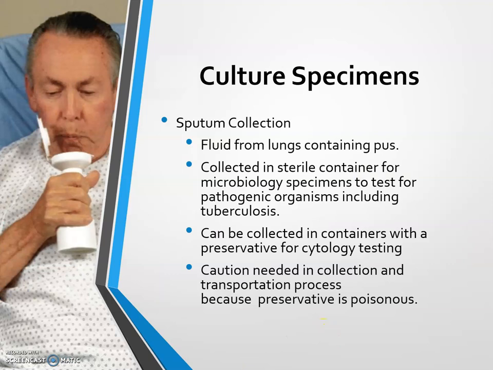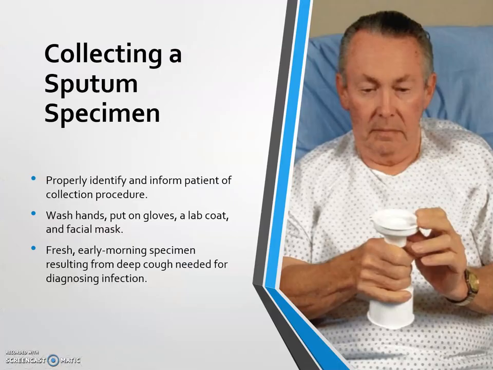Sputum collection. This is fluid from the lungs containing pus. It's collected in a sterile container, which looks like this. For microbiology specimens, the test for pathogenic microorganisms, including tuberculosis, can be collected in containers with a preservative for cytological testing. Caution is needed in the collection and transportation process because there is a preservative at the bottom that is poisonous. Properly identify and inform the patient of the collection procedure.